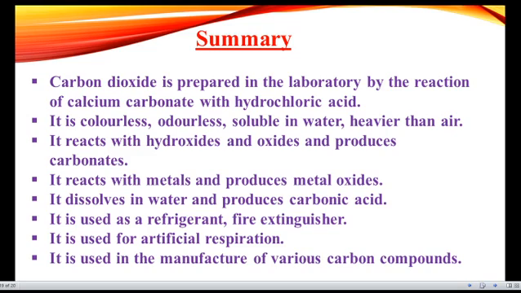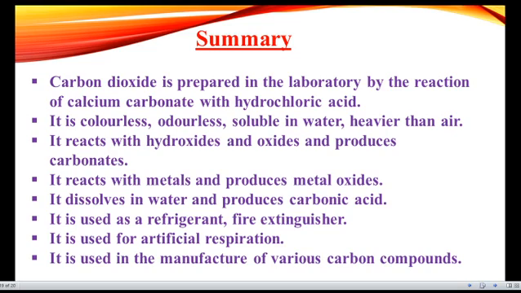And we learned the chemical properties of carbon dioxide. That means it reacts with hydroxides and oxides, and when it reacts with hydroxides and oxides, it produces carbonates. When it reacts with metals, it produces metal oxides. And the last topic we learned was the uses of carbon dioxide. It is used as a refrigerant, as a cooling agent, a coolant.